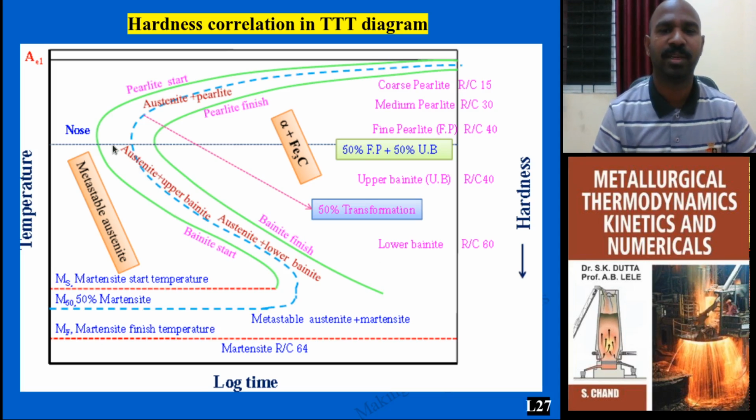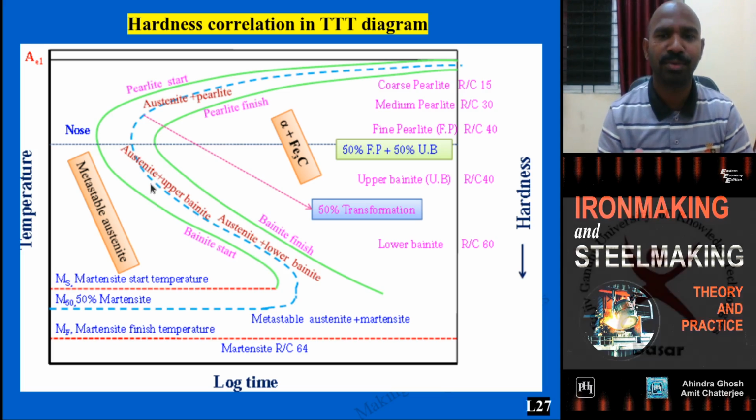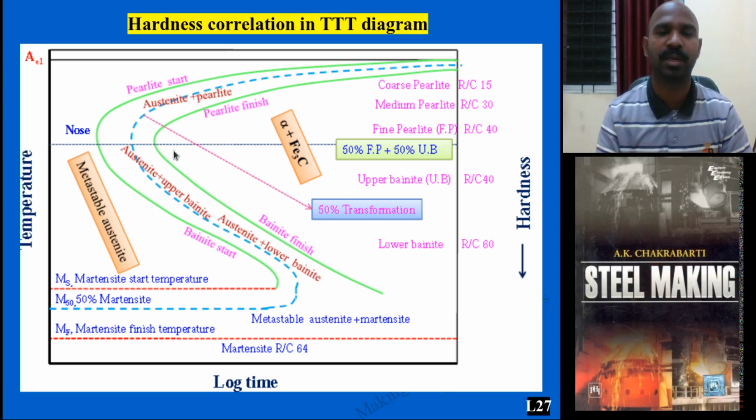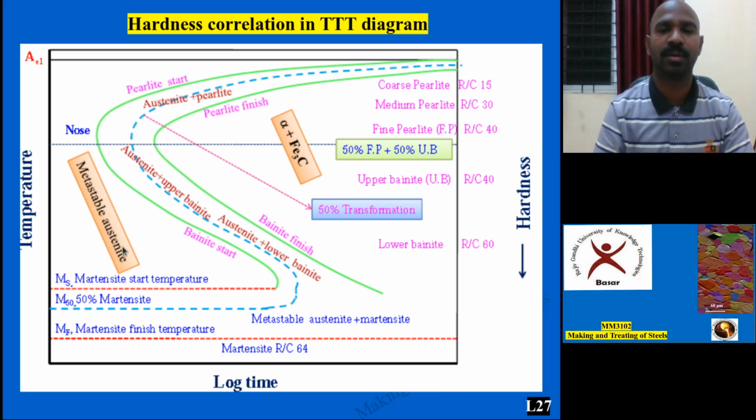And when you cross this particular line, the nose, around 500 degrees Celsius, below this it is austenite plus upper bainite, and when it is coming down, austenite plus lower bainite. And there are the bainite starting line and bainite finishing line below this 500 degrees Celsius temperature. This is metastable austenite. It does not convert into martensite or any other phases unless you go for fast cooling.